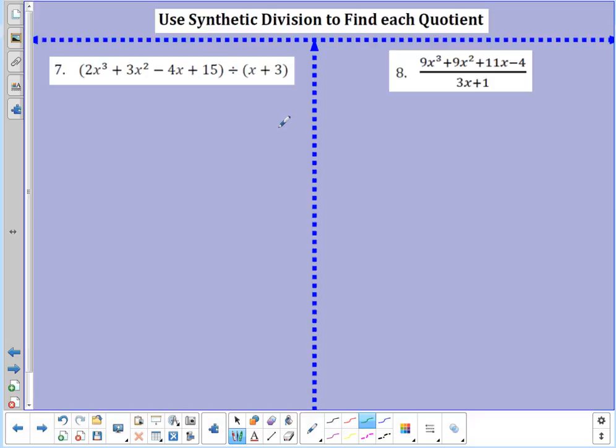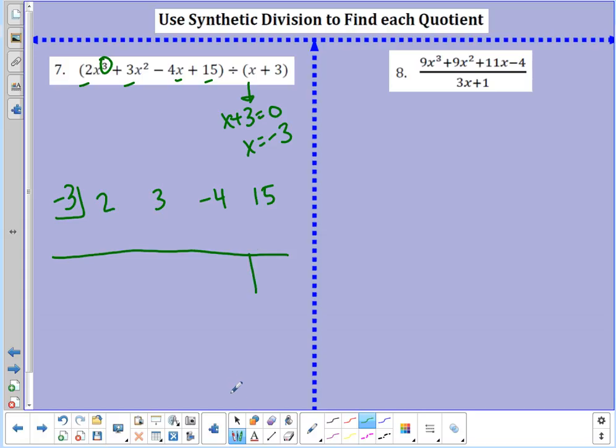Let's try 7. Now we're up to the third power, but the process is still the same. So x plus 3 equaling 0. That's x equals negative 3. Negative 3 goes outside, and I list my coefficients. So 2, 3, negative 4, and 15. Leave a space, put in your remainder box. First one drops down. So there's my 2.